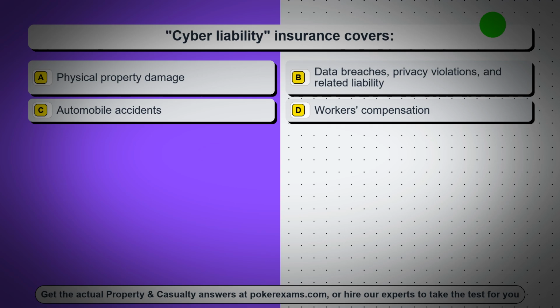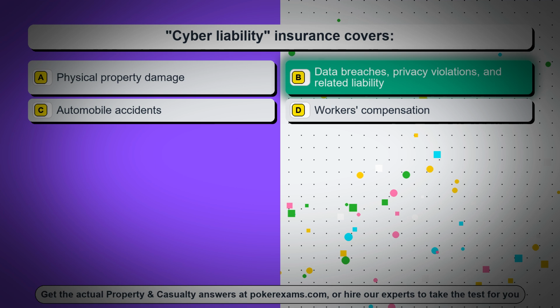Question 11. Cyber liability insurance covers: Option A, physical property damage. Option B, data breaches, privacy violations, and related liability. Option C, automobile accidents. Option D, workers' compensation. The correct answer is Option B, data breaches, privacy violations, and related liability.